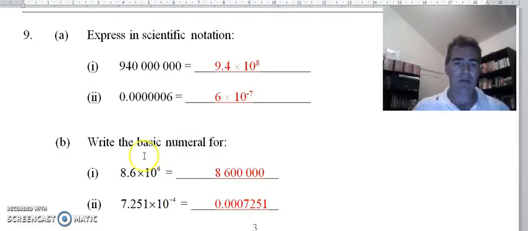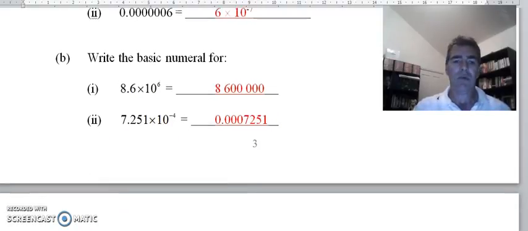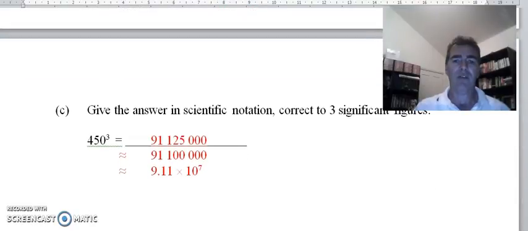Working the other way, this is already in scientific notation, so I'm moving the decimal point 6 places in the positive direction, and when I move that decimal point 6 places, there's 1, 2, 3, 4, 5, 6. So we get 8,600,000. Part 2, I'm moving the decimal point 4 places in the negative direction, so I'm moving it from here, and I have to put in some zeros. 1, 2, 3, 4. So I get 0.000725.